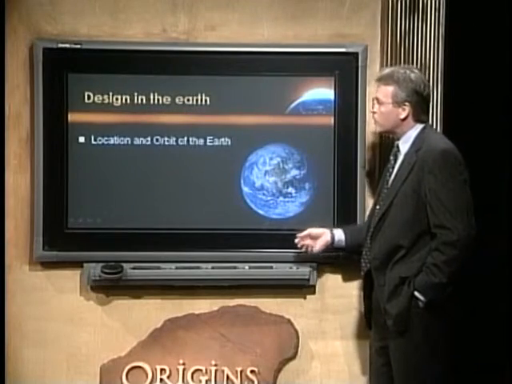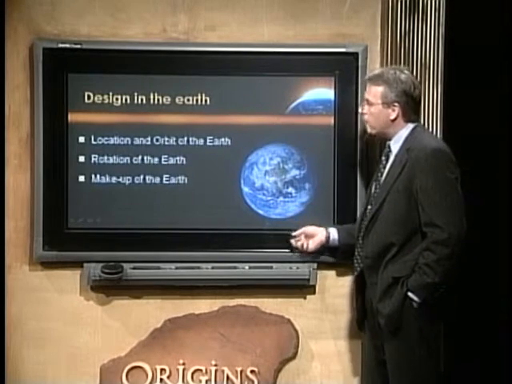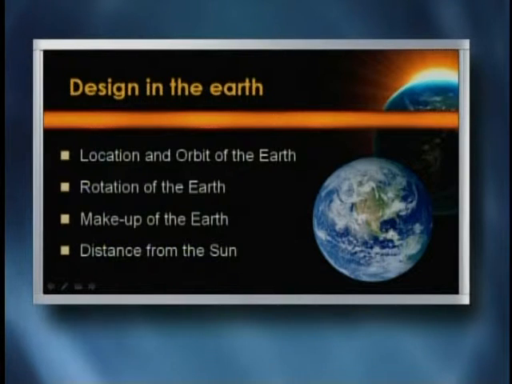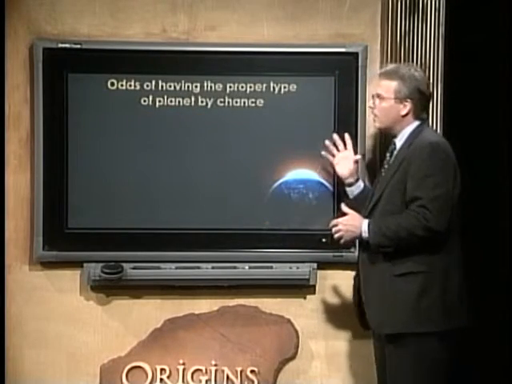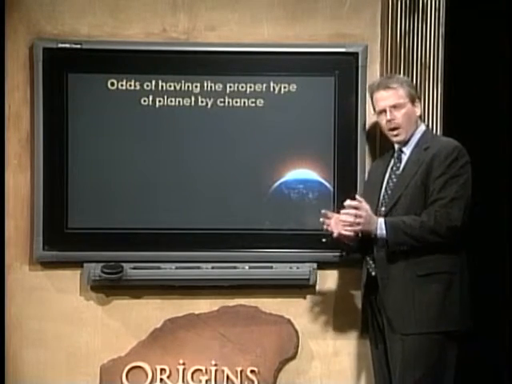We could talk about, for instance, the location, the orbit of the Earth. We could talk about the rotation, the makeup of the Earth, the distance from the sun, all of these pointing back towards a design. Now, I've got to admit to you, Donn, I'm not a math guy, but I want to spend just a second looking at the statistical odds of having a planet in just the right place to support life.